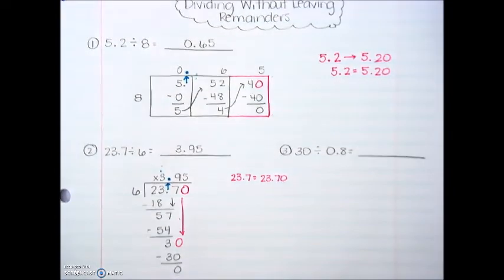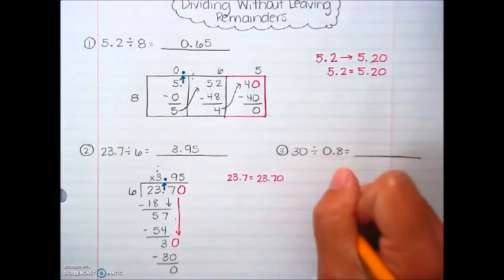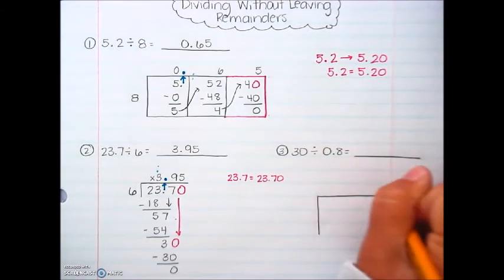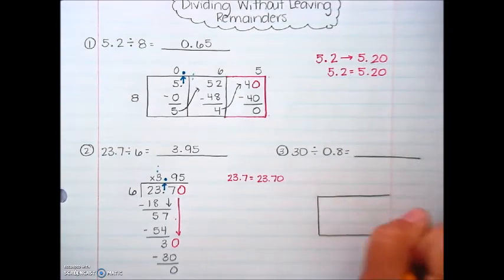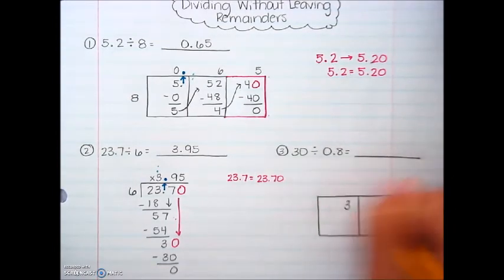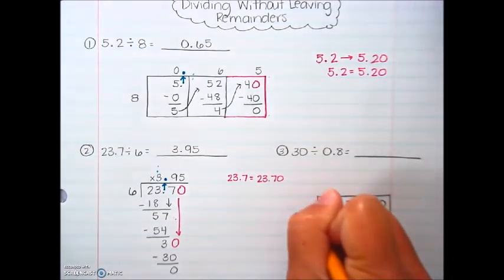Let's do one more together. I'm going to do 30 divided by 0 and 8/10ths, and I'm going to do this one using the box method. So I'll slide this down a little because I ran out of space there. So I have 2 boxes, 30, and I have 0 and 8/10ths.